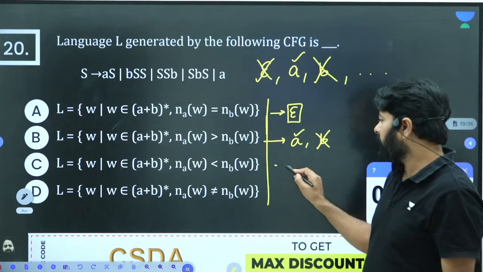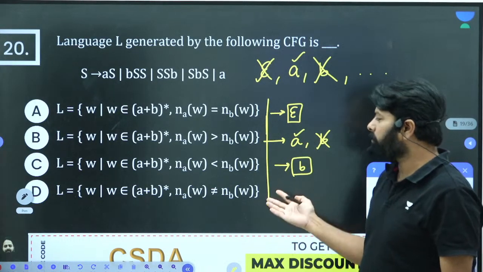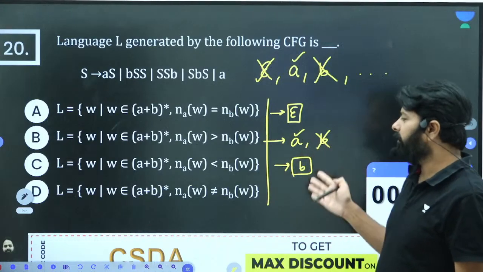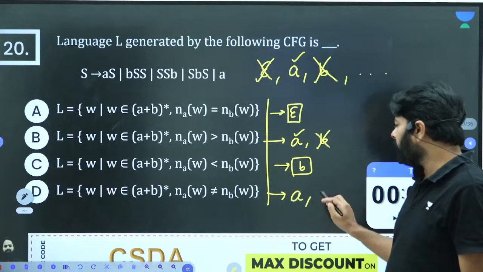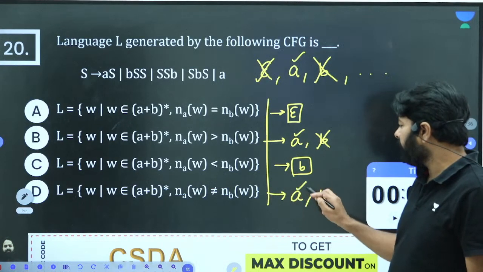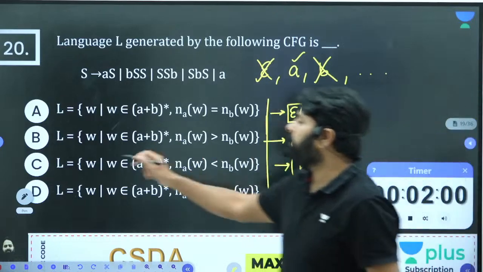Here, B is the minimum string. A is not possible here. But we want A. And in the last one, A and B are the minimum strings. A is okay, but B we don't want. Right? So your option is B.